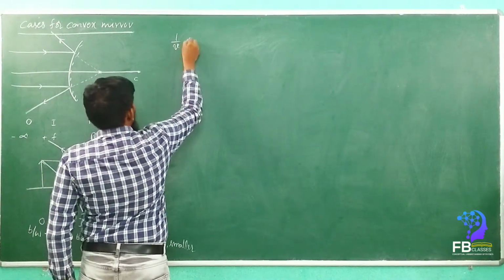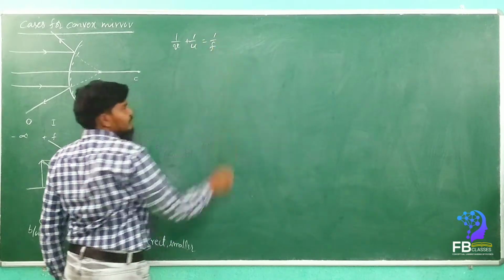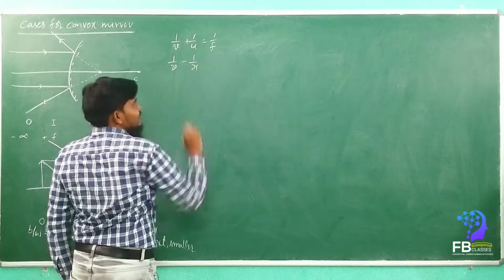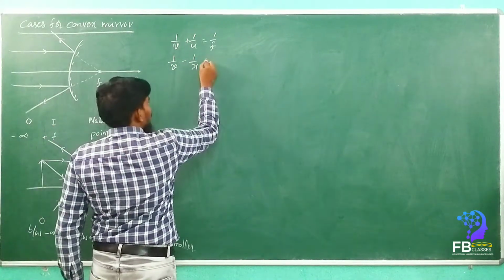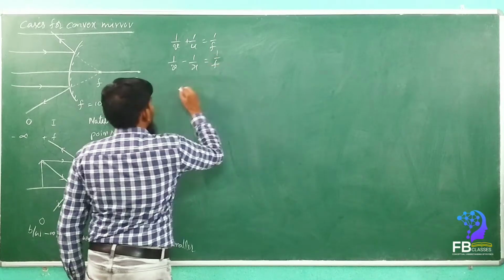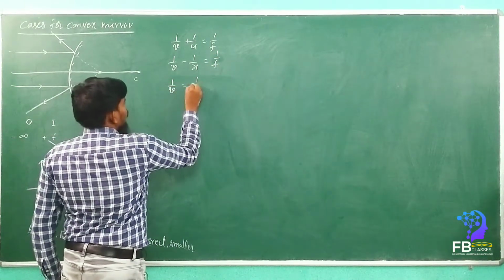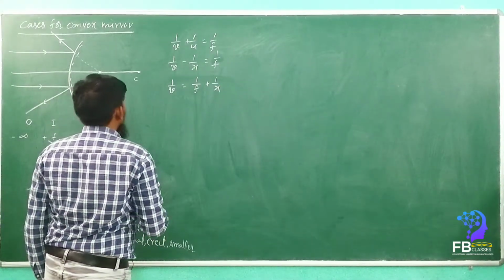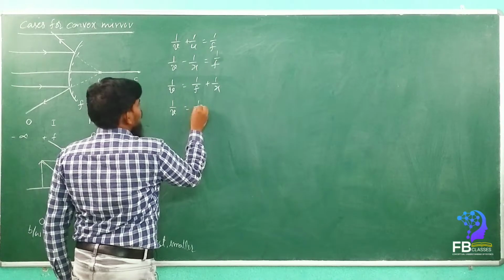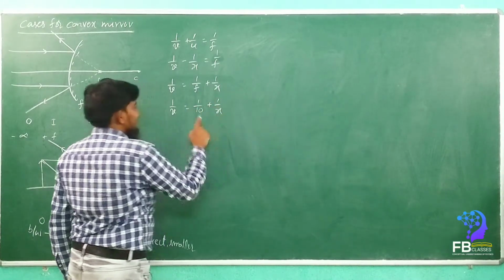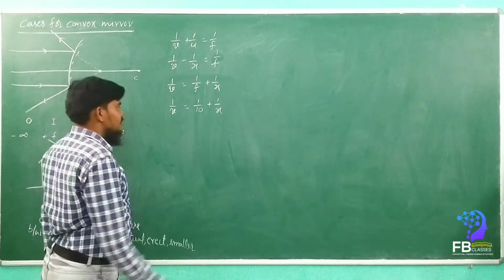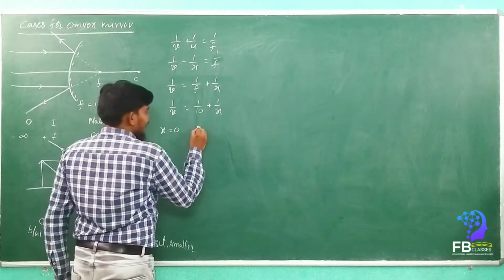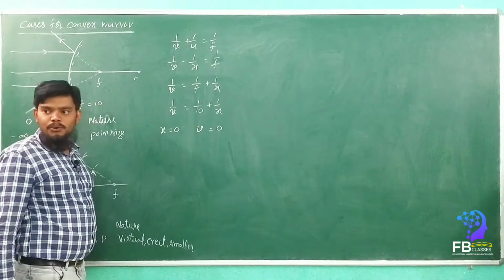So 1/v + 1/u = 1/f. Yes or no? Now 1/v - 1/x, let u be considered as x, is equal to 1/f. Now 1/v = 1/f + 1/x. Got it? So 1/v = 1/10 + 1/x. Let f be considered as 10 centimeters. Now see here, if x is equal to 0, then v is also equal to 0. Yes or no?